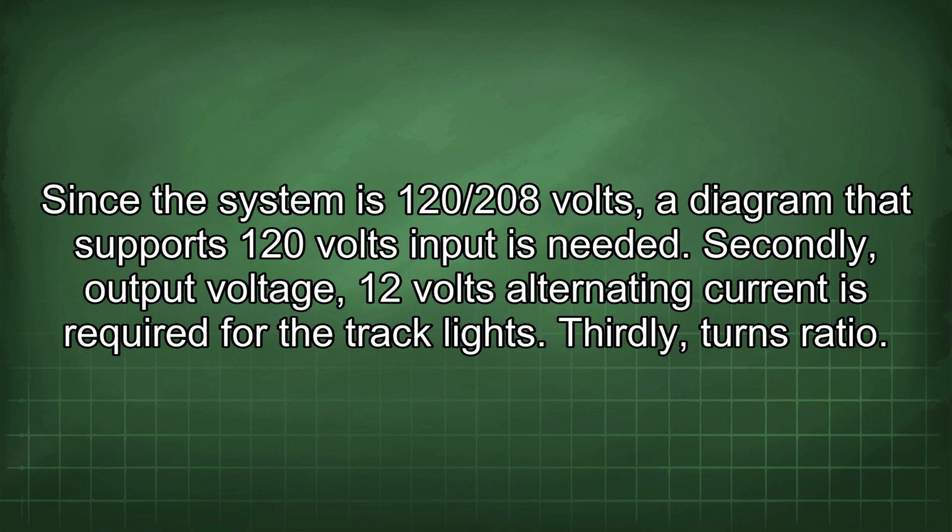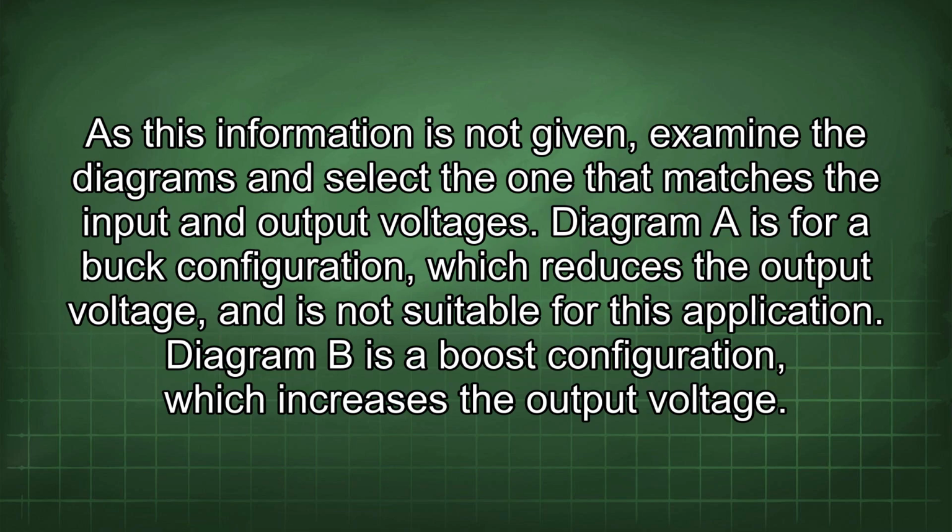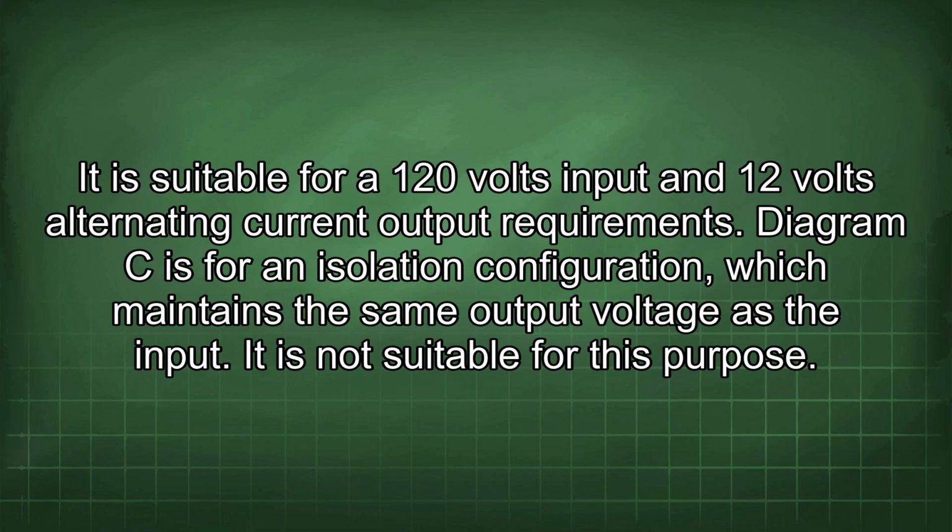Thirdly, turns ratio. As this information is not given, examine the diagrams and select the one that matches the input and output voltages. Diagram A is for a buck configuration, which reduces the output voltage and is not suitable for this application. Diagram B is a boost configuration, which increases the output voltage. It is suitable for a 120 volts input and 12 volts alternating current output requirements. Diagram C is for an isolation configuration, which maintains the same output voltage as the input. It is not suitable for this purpose.